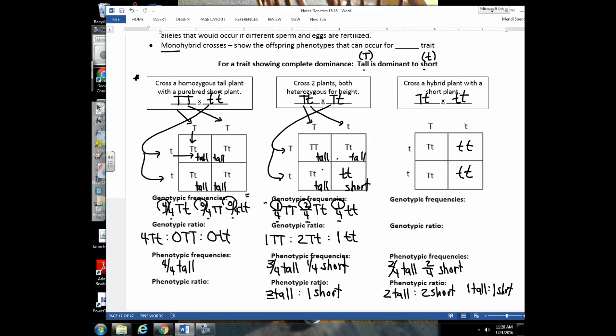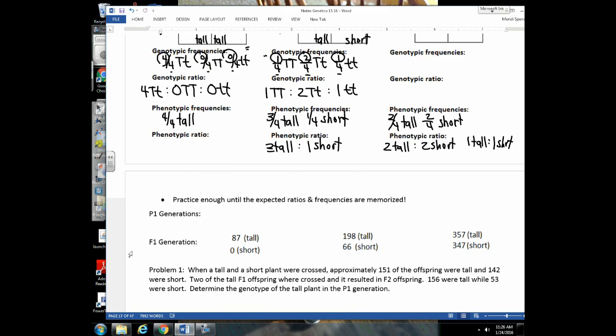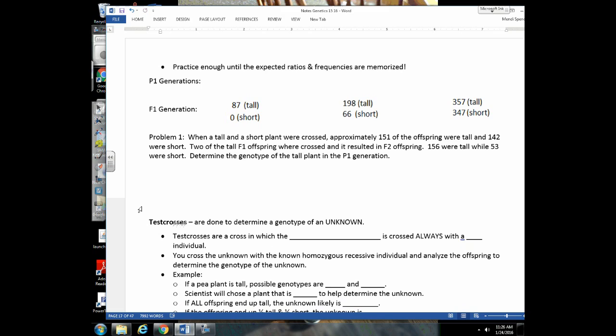Now, the thing with doing these problems is that you need to be so good with them that you pretty much have expected ratios and frequencies memorized. What they're going to do in AP problems for this unit is show you what we got in the offspring, and you have to work backwards. You have to figure out what the 2 parents were that we crossed. And you have to do this very quickly because you're working on a timed test.